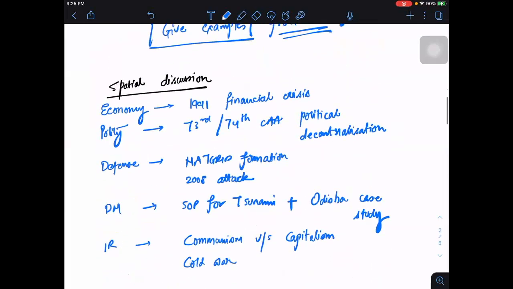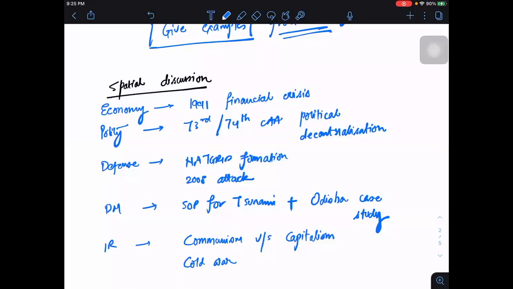Now, discussing the topic spatially. In spatial discussion, you just need to pick up a particular example and relate it to the idea of the topic. For example, in the economy section, I have just explained the 91 financial crisis. Talking about polity, the kind of situation India was facing, where the rural areas and the second and third tier cities were being left out from the political discussion of the country. And that's when the 73rd and 74th constitutional amendment acts were introduced, which provided political decentralization, democratic decentralization, right?